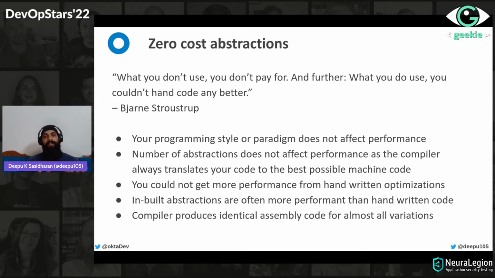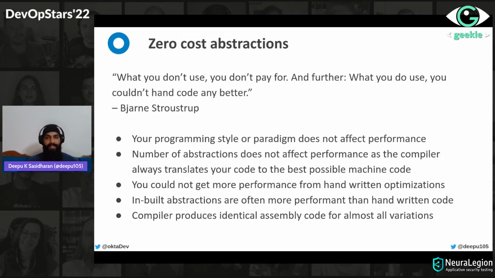Now, some languages have compilers that are smart enough to convert some of those abstractions to more performant bytecode, but only languages like Rust and C++ offer zero-cost abstractions, which means you can write the code in whatever style and with whatever abstractions or however many abstractions without having to worry about performance cost, as the compiler will always generate the most performant bytecode possible, meaning you cannot hand code it any better than what the compiler has done.